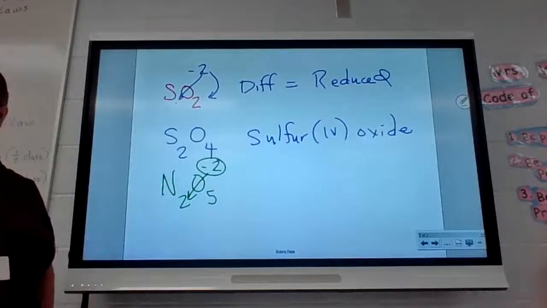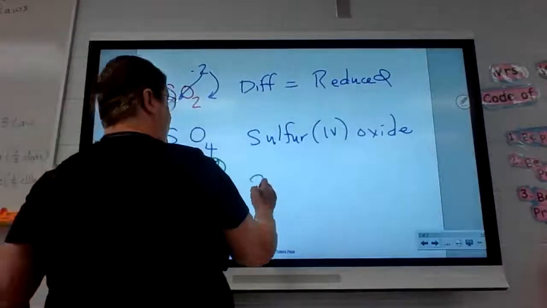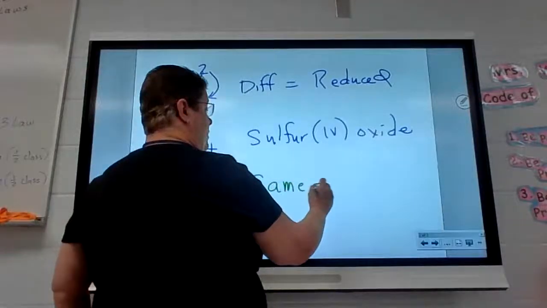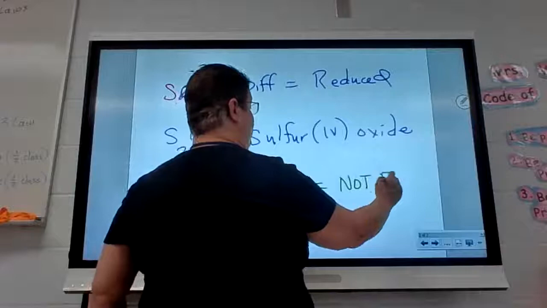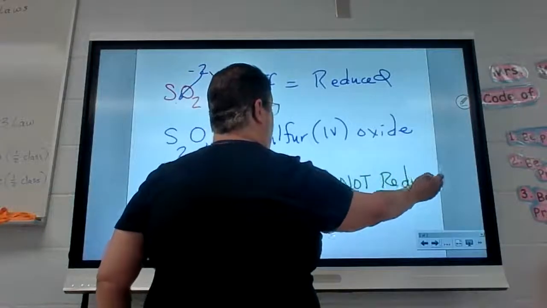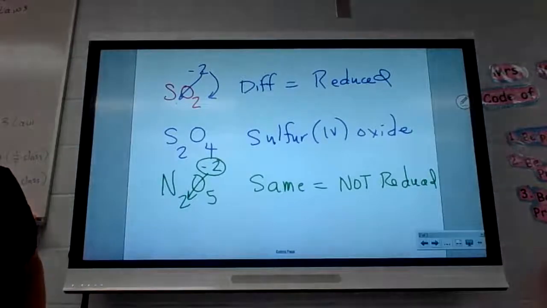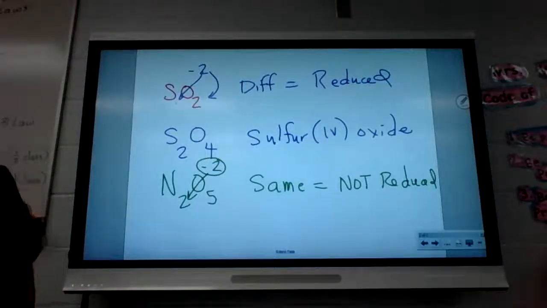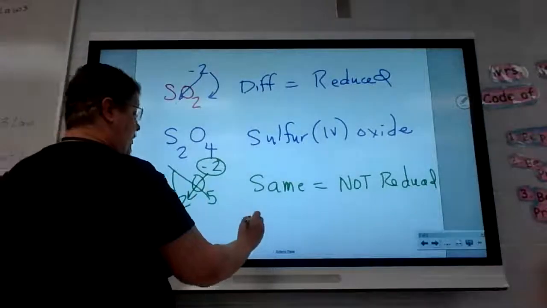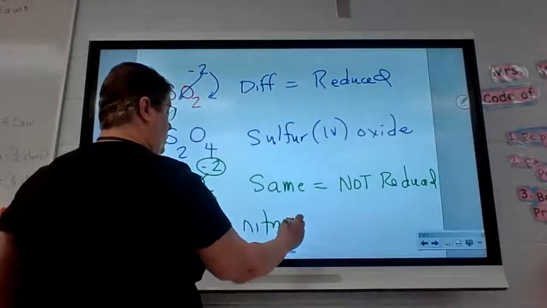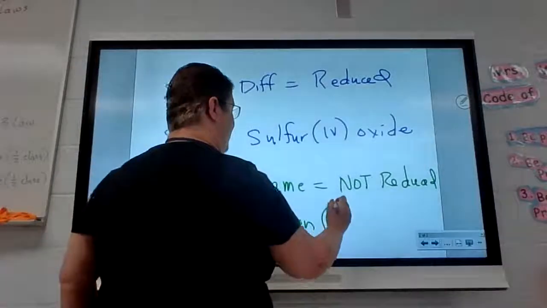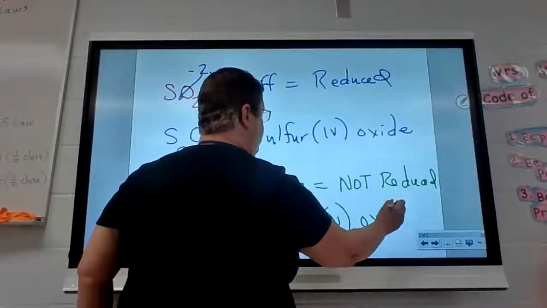Does everybody understand how I'm saying same or different? Okay, if it's the same, that means it's not reduced. You do not have to do any of that finding the original formula stuff. It's right there in front of you. What number came from the N? The 5. So nitrogen, Roman number 5, oxide.